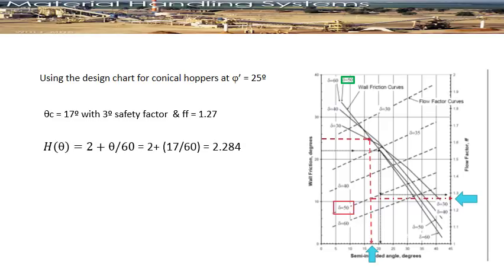So we go to calculate the value of H theta, which is calculated using the equation 2 plus theta, which has been found from the chart, divided by 60. So 2 plus 17 divided by 60 is equal to 2.284 for H theta.